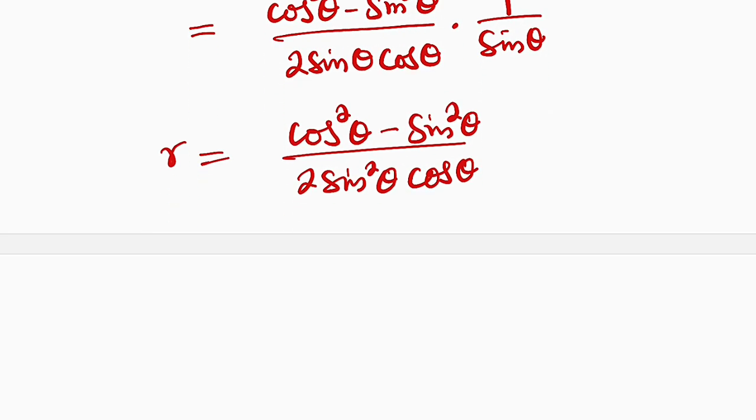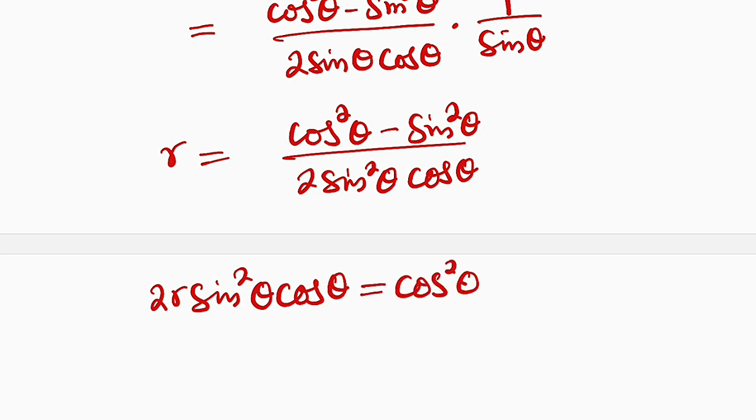Now let us cross multiply. We take r and multiply by the whole of this. That will give us 2r sine squared theta cos theta. This is equal to cosine squared theta minus sine squared theta, right?